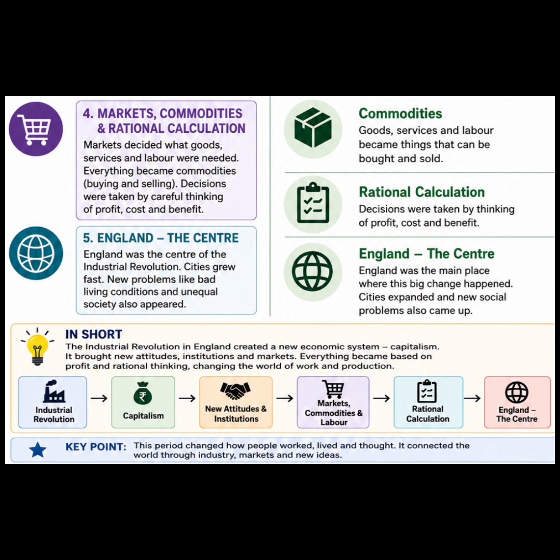England was the main place where this big change happened. Cities expanded and new social problems also came up. In short, the Industrial Revolution in England created a new economic system called capitalism. It brought new attitudes, institutions, and markets. Everything became based on profit and rational thinking, changing the world of work and production.